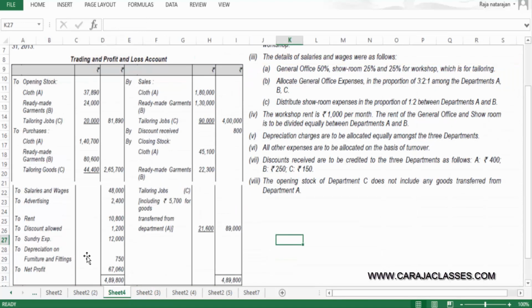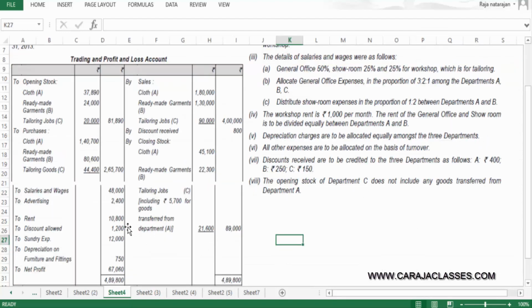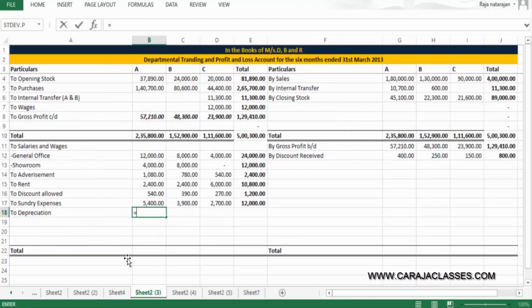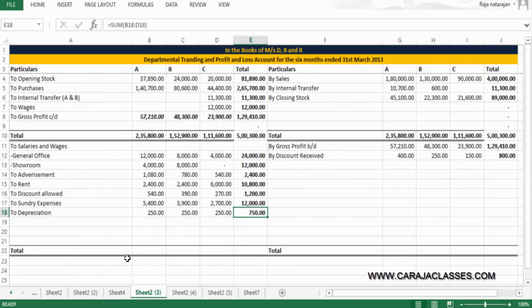Then we have depreciation on furniture and fittings, and question says depreciation should be allocated equally amongst all the three departments. So we'll say to depreciation, it should be allocated equally, right? And what is the depreciation amount? It is 750. So it's 750 divided by 3, so it's going to be 250. Sorry, yeah, it is 250. So we have the total 750. So depreciation is also taken care. Do we have any other items still pending? I think more or less we have captured all. So let me do the totaling now. Let's see whether we have missed out any item.